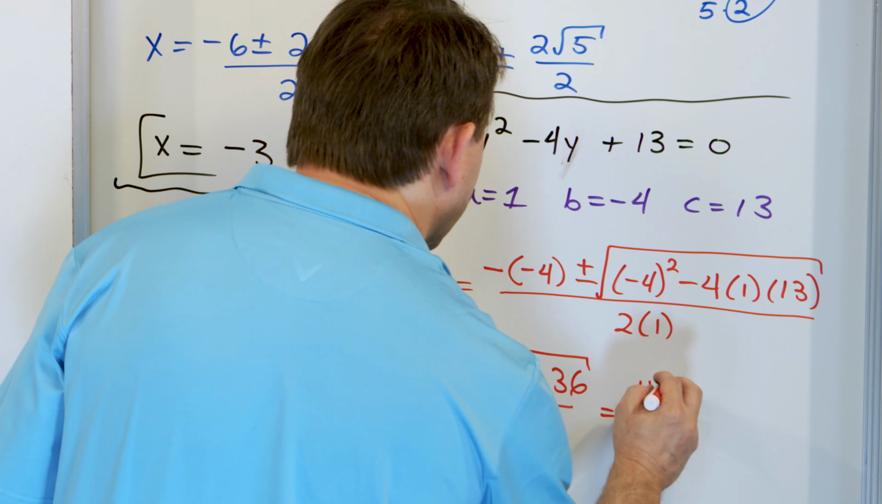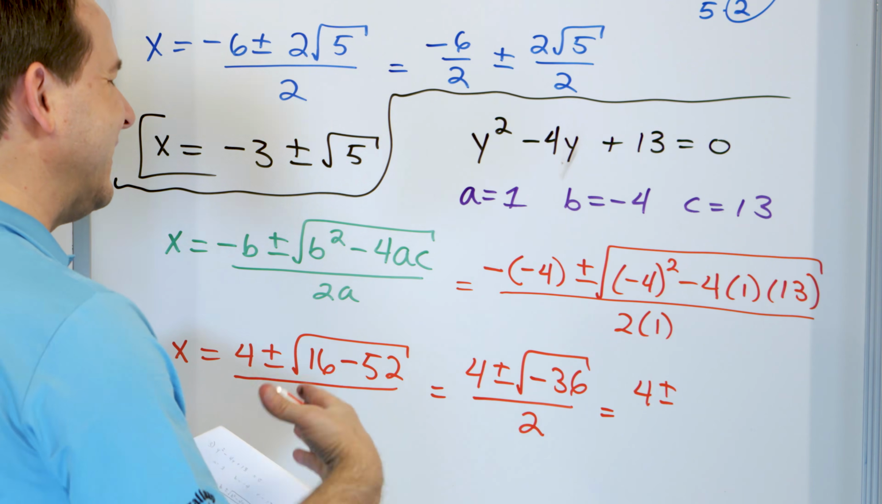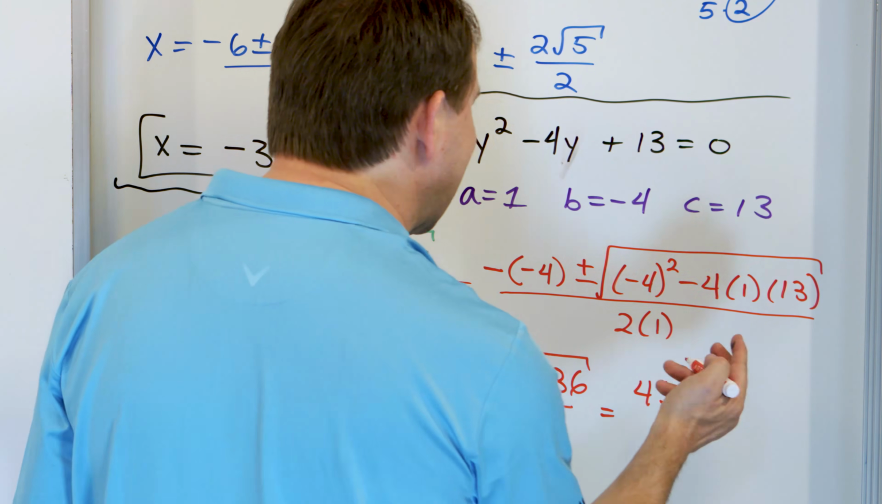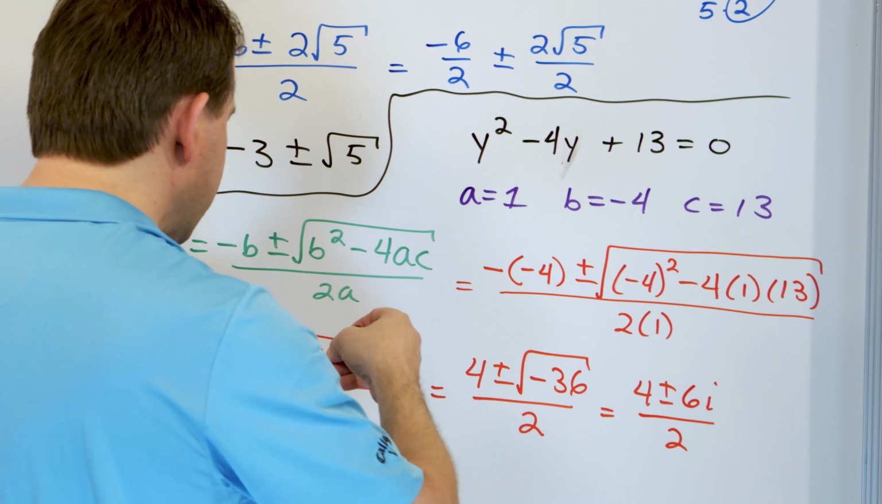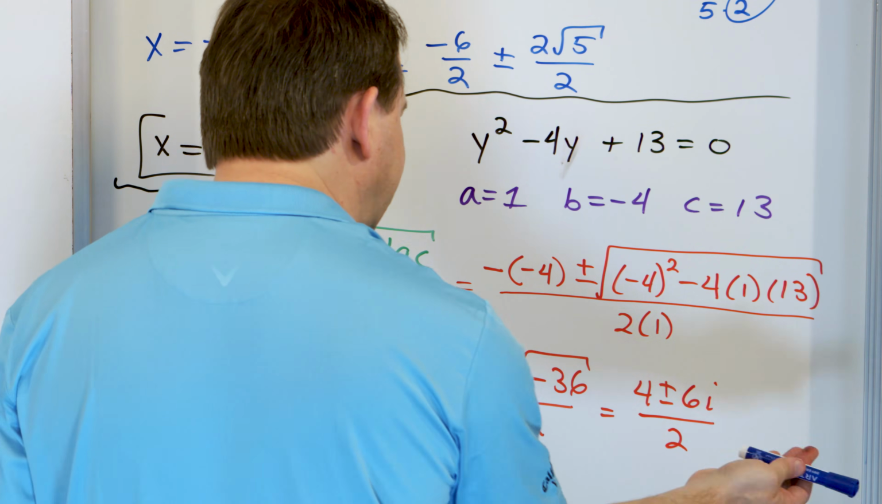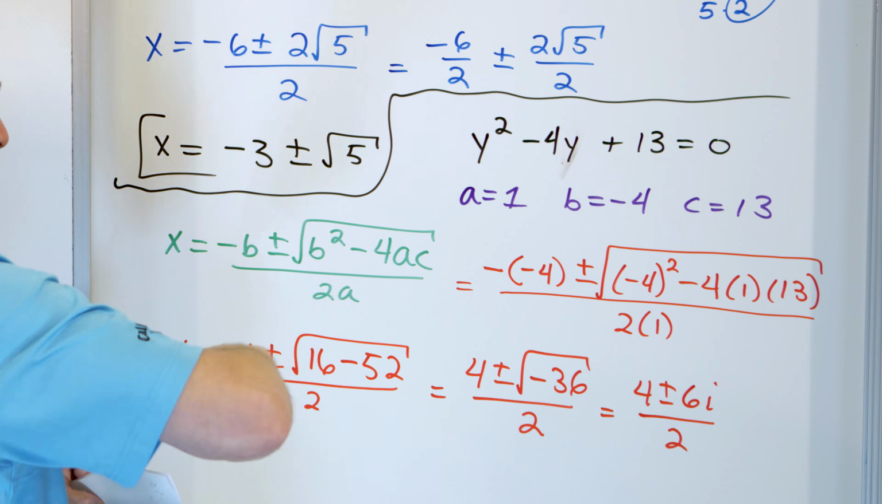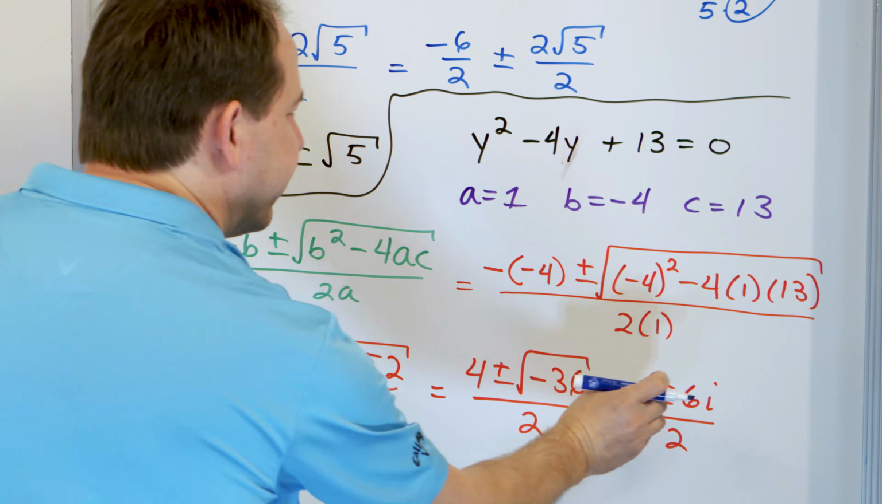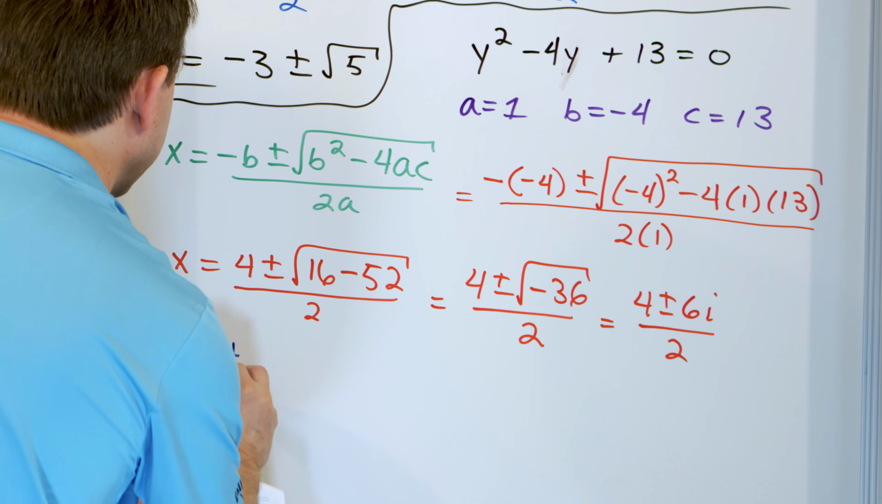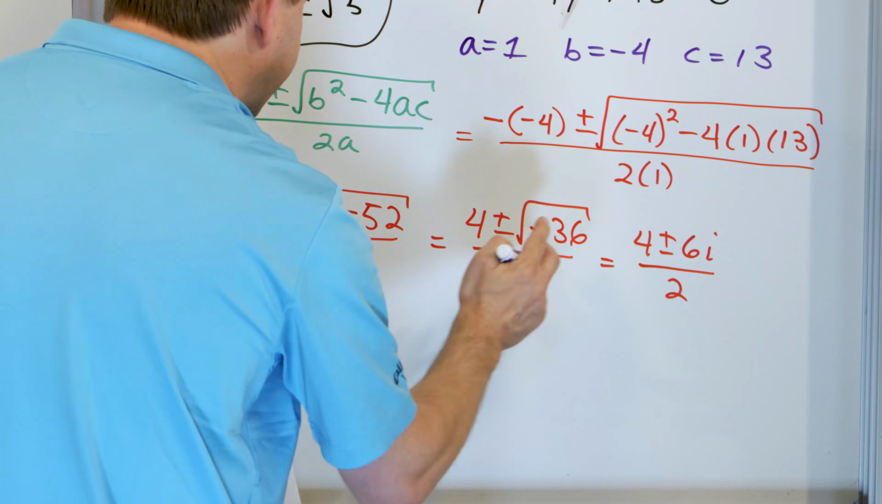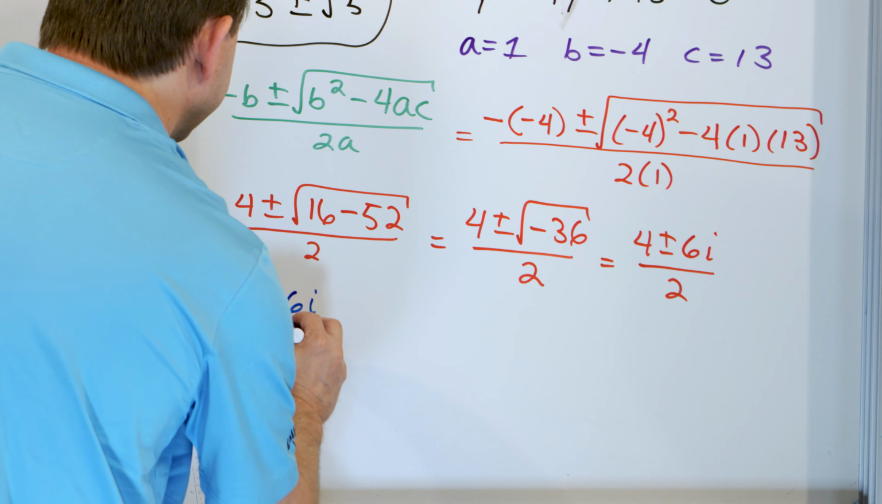And then you have 4 plus or minus. Now, we know the square root of 36 is 6. We know the square root of negative 1 is i, so you get 6i. And on the bottom, you're going to have this 2. Same kind of thing. I could probably leave it like this if I want, but I would rather cancel everything. And so what I'm going to do is break this thing apart so I can cancel it. It's going to be 4 over 2, the plus minus comes down from here, and then 6i over 2.